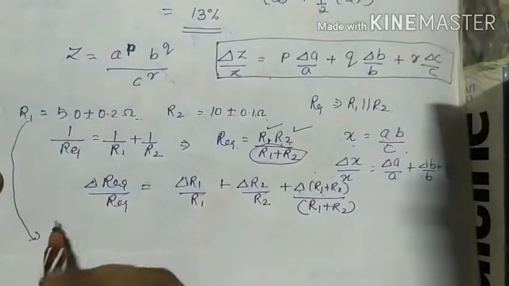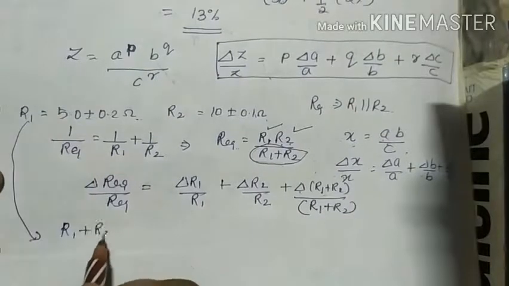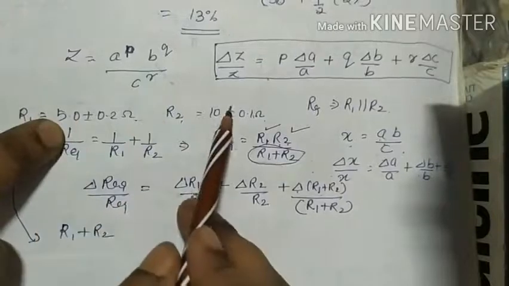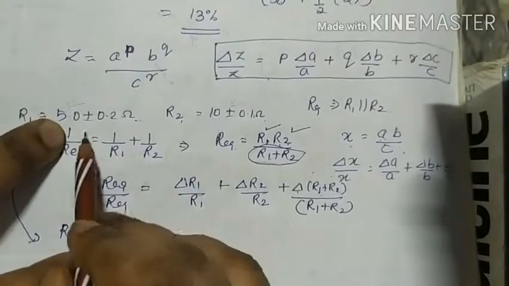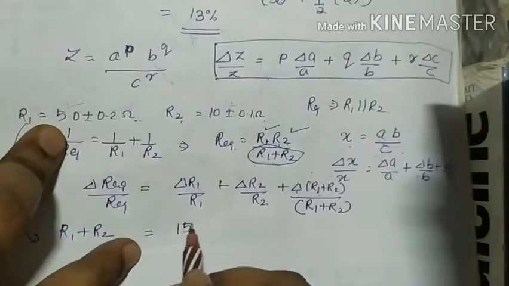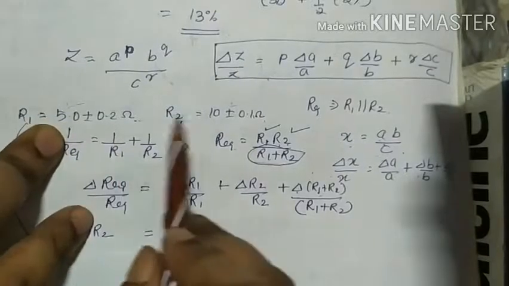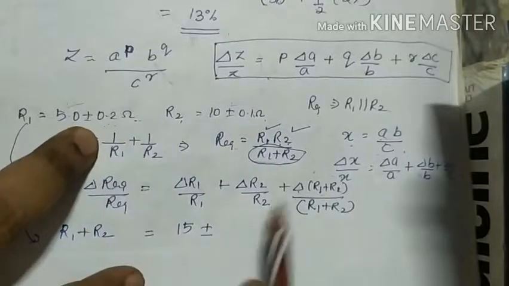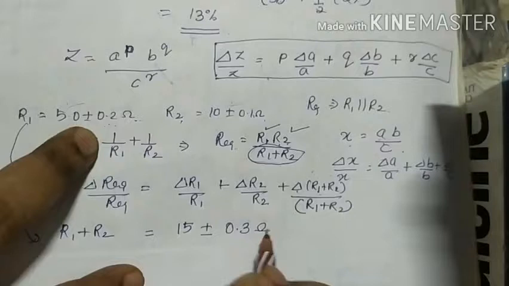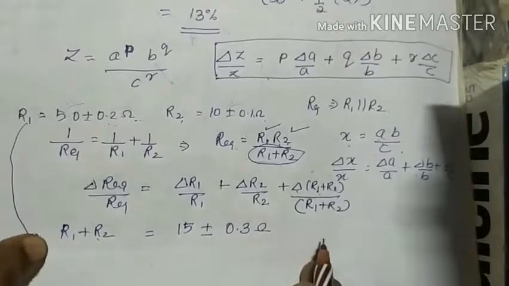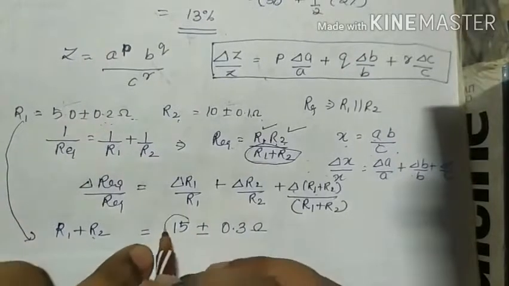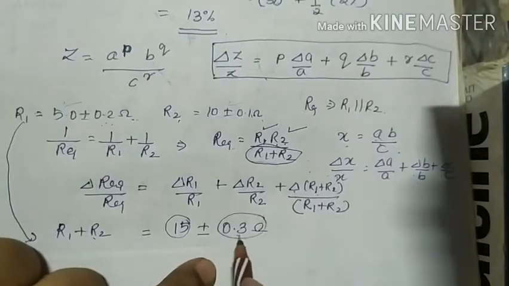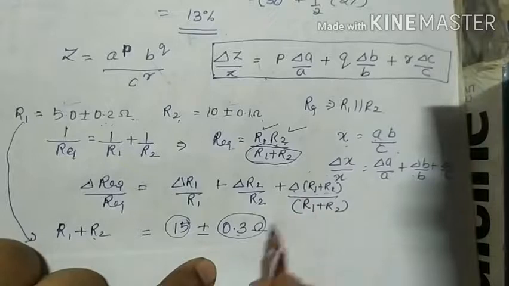Now I'm going to tell this separately. What is R1 plus R2? These are two terms, so there are true values. I will just add the true values first of all. It will be 5 plus 10, that is 15. Then there should be error. When you're adding two numbers, the errors will also be added. So 0.2 plus 0.1 is 0.3. So this is your R1 plus R2: this is its true value and this is its error, so this is delta of R1 plus R2.